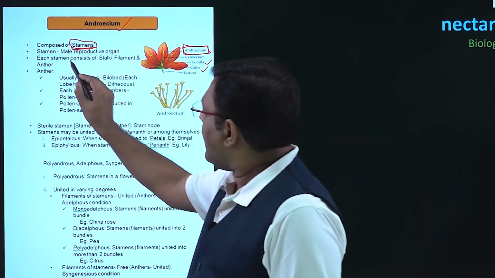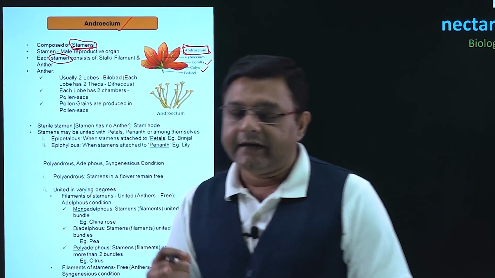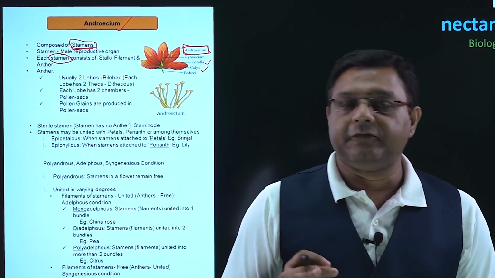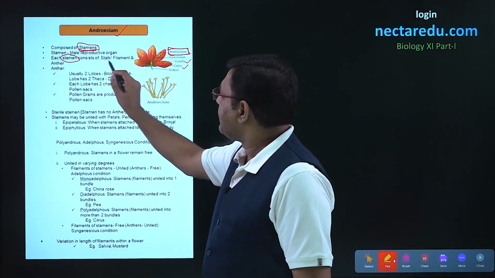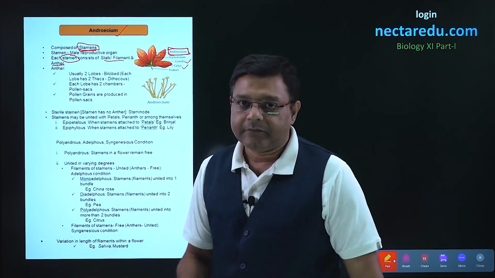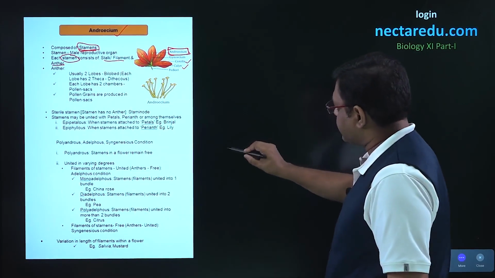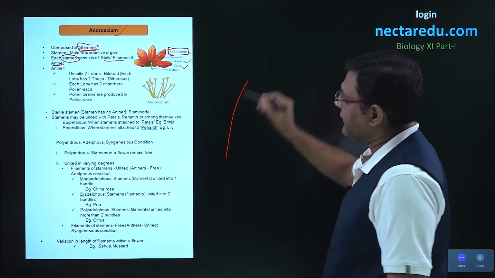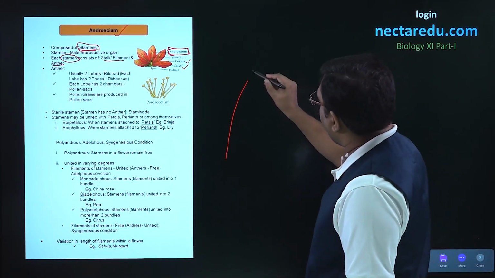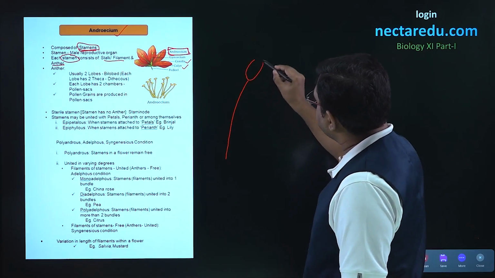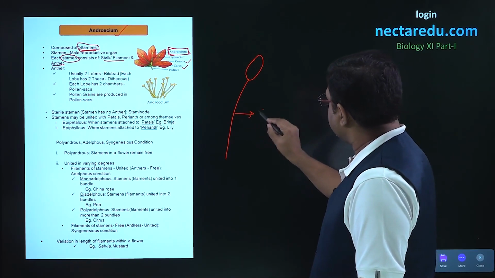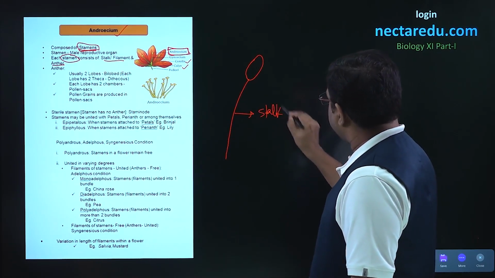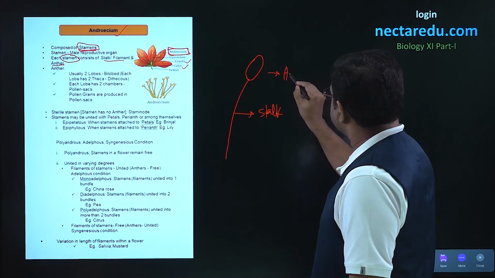Now, if we talk of a stamen, then a stamen has two parts. The first part is called the stalk or filament, and the second part is called the anther. So, if we look into a stamen, it will be the stalk or filament, and on this stalk or filament there will be an anther present. So this is the stalk and this part is the anther.